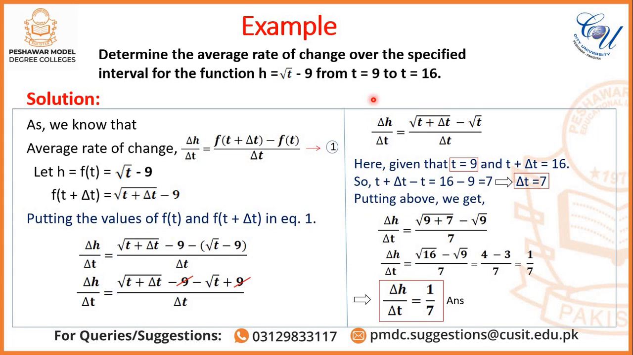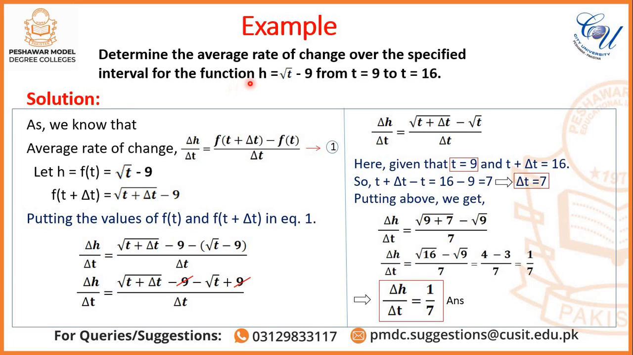Consider another example, and this example is from exercise 2.1. This is question number 2. Determine the average rate of change over the specified interval for the function h is equal to under root t minus 9 from t is equal to 9 to t is equal to 16.